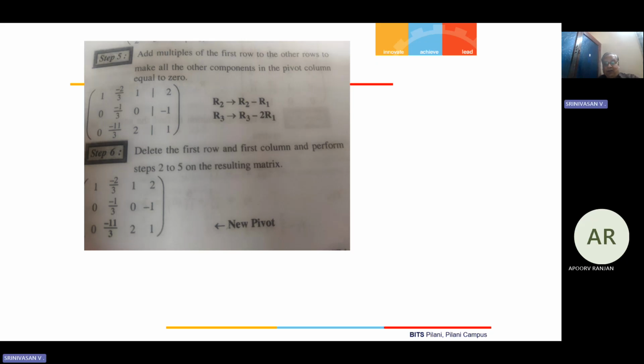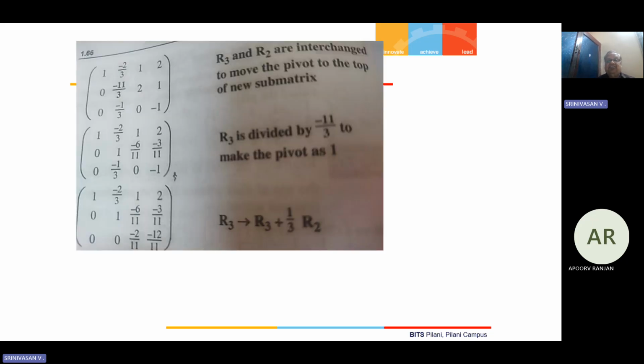But now we are doing the second set. Therefore, this has to go to the second row now, isn't it? So we have to rearrange between the third and second rows. First rearrange, then we go for division, then we go for performance. Let's see. R3 and R2 are interchanged, so that your minus 11 by 3, the new pivot, is occupying your second row, second column. It should be in that order.